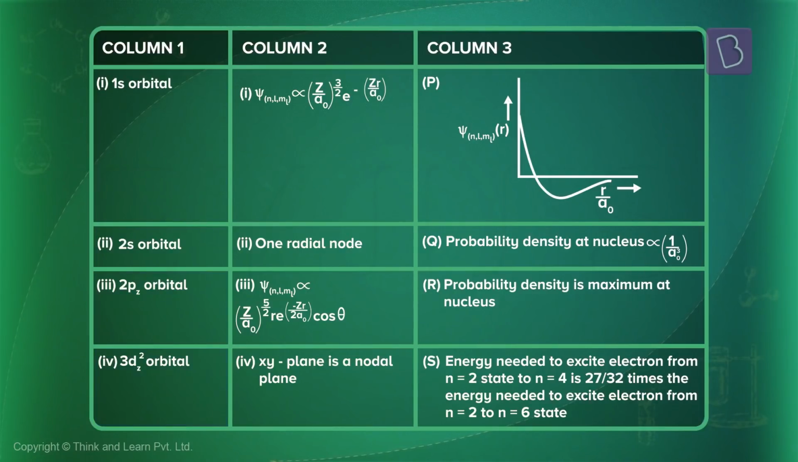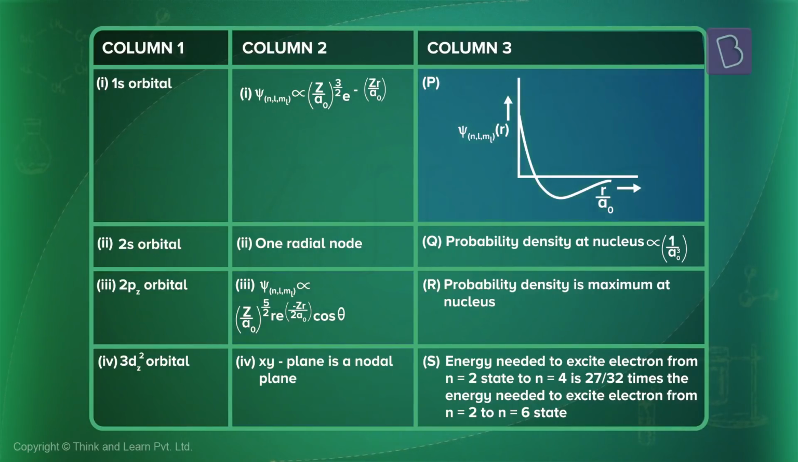Second column has psi and a lot of scary stuff. If you ask me, this is the solution to the Schrodinger wave equation. That's what psi usually is. When you write psi, that's what it means. Then the next one says 1 radial node, another solution to the Schrodinger wave equation. This has theta; the first one did not. The last one is something about a nodal plane.